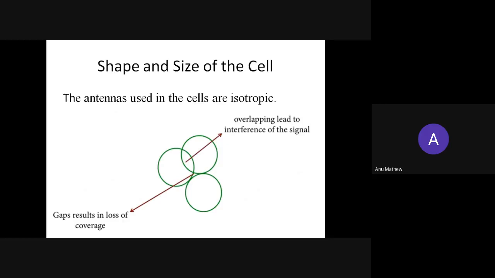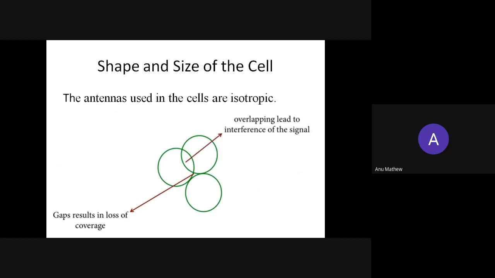Now we will see the shape and size of the cell. We already saw that we are using the hexagonal shape. Here we are seeing why we are using that hexagonal shape. We already told that the antennas used in the cellular system, in both edge cell type and center type cells, are isotropic antennas. So isotropic antennas radiate power in a spherical manner, or we can consider it as a circular shape. So this is the circular shape we are considering.